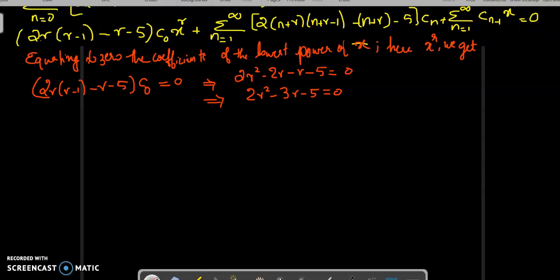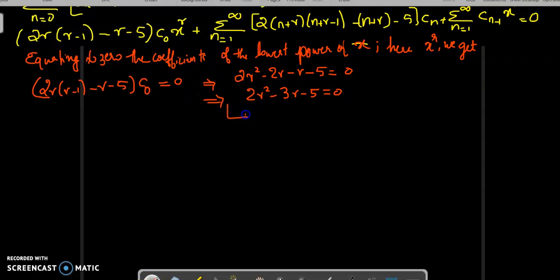Now we have to equate the coefficients. We have to find the coefficients. To find the coefficients, we are going to equate to 0 the coefficients of the lowest power of x. The lowest power of x will be x raised to r. So that is 2r into r minus 1 minus r minus 5 into c naught is equal to 0. From there, c naught cannot be equal to 0, so these things should be equal to 0. That is 2r square minus 3r minus 5 is equal to 0.